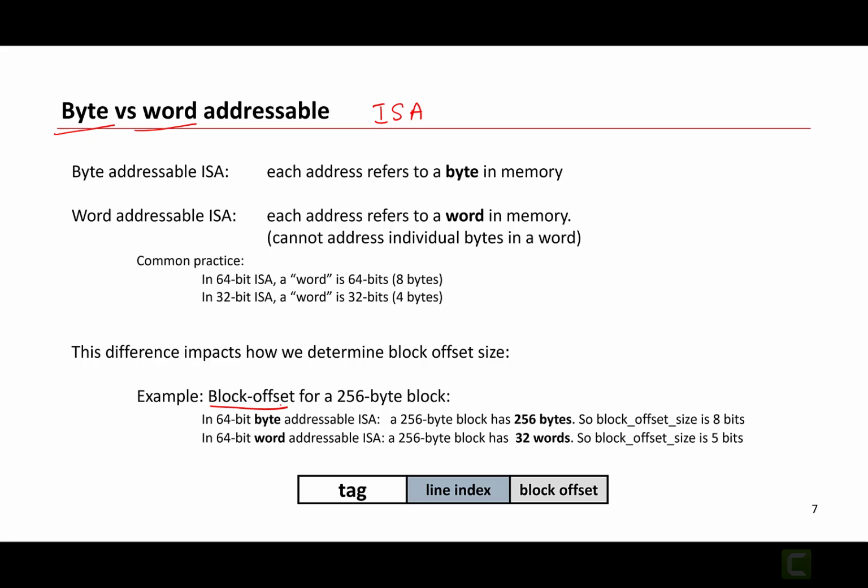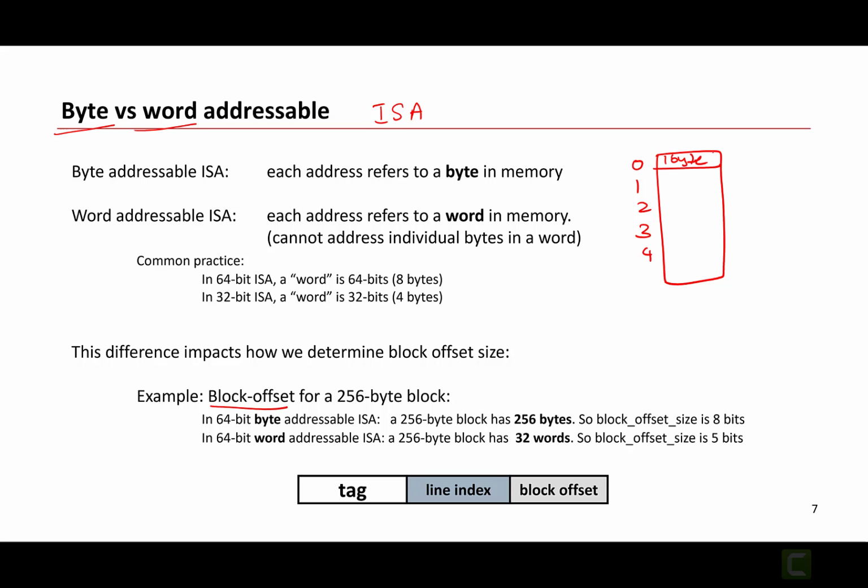So let me briefly recap what byte addressable ISA versus word addressable ISA is. If an ISA is byte addressable, what it means is any given address refers to a memory location that stores exactly 1 byte of data. So if I have a memory and I address it sequentially through addresses ranging from 0 to n, each address refers to a memory location that stores exactly 1 byte worth of data.